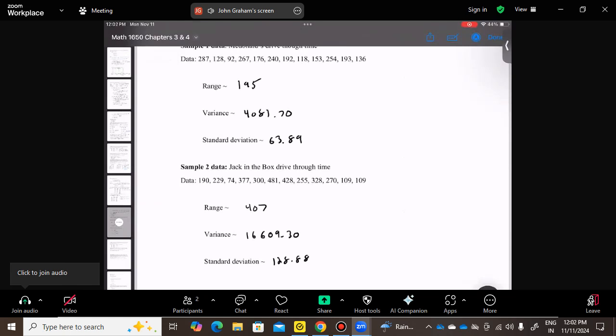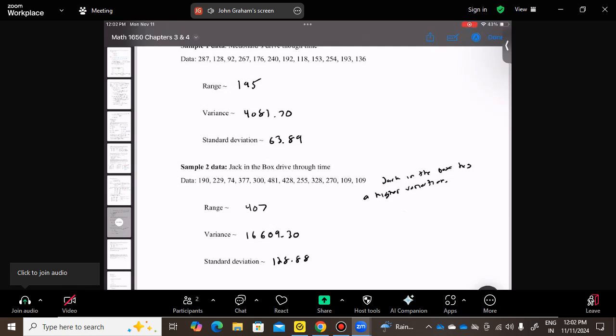We compare these. We can see that Jack in the Box has a higher variation. The range is higher, the variance is higher, and the standard deviation is almost twice that. So the McDonald's, their standard deviation is just over 1 minute. The Jack in the Box, their variation is just over 2 minutes.